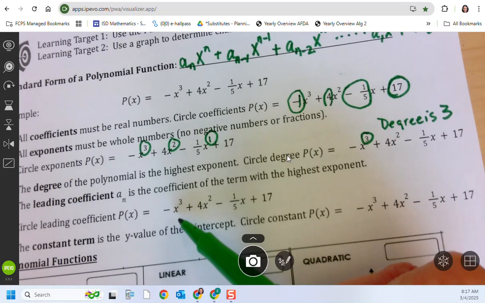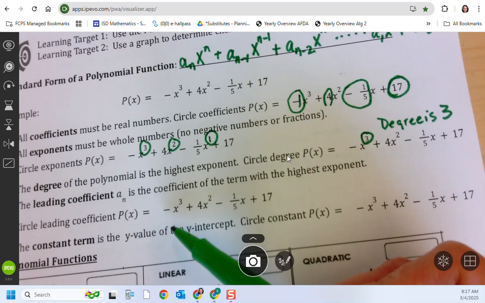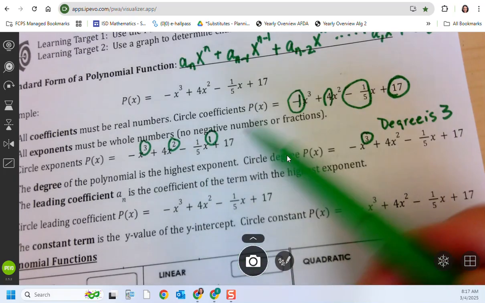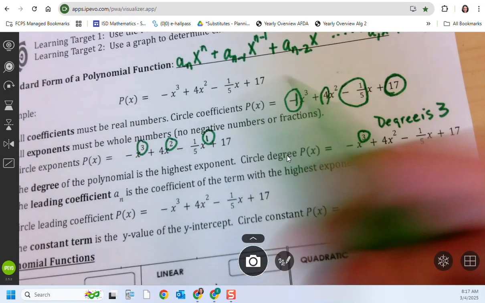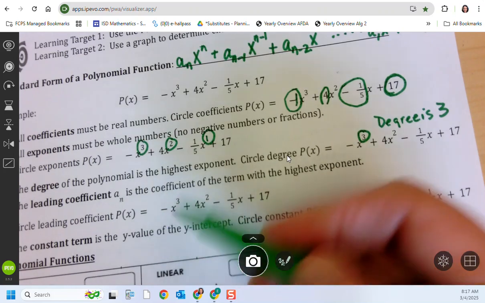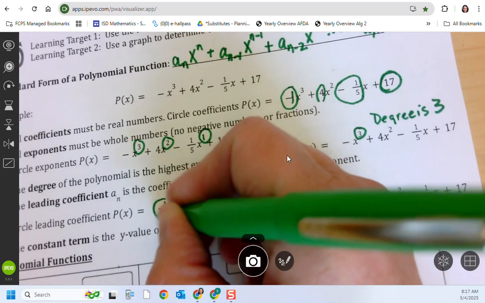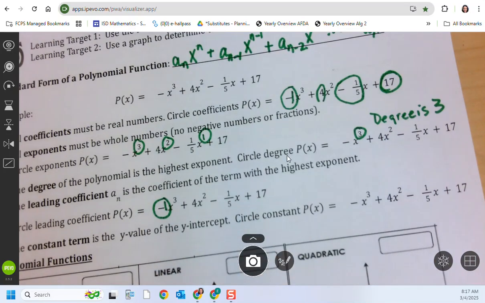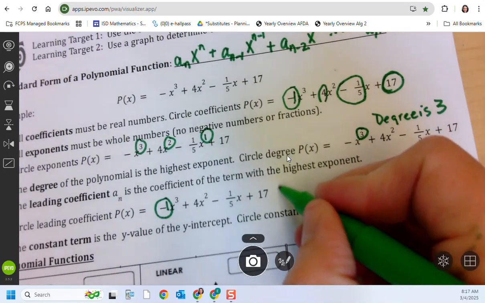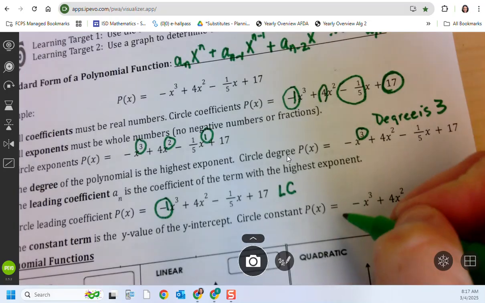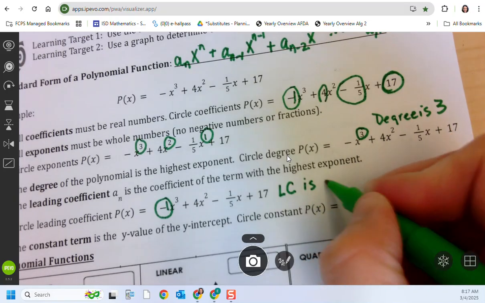One person knows. Anybody else know? Some of you guys are spacing out on me. Is -1 the coefficient of this term? It is. So you don't see a number, so you put the 1 in, and the negative's already there. So the leading coefficient, and that's a lot to write, so I just write LC. Leading coefficient is -1.